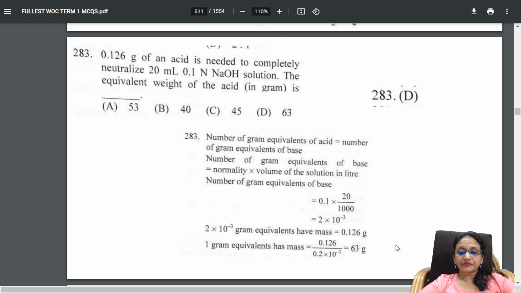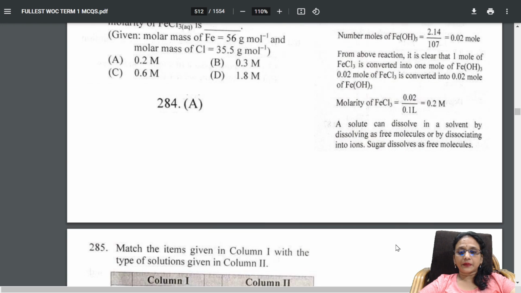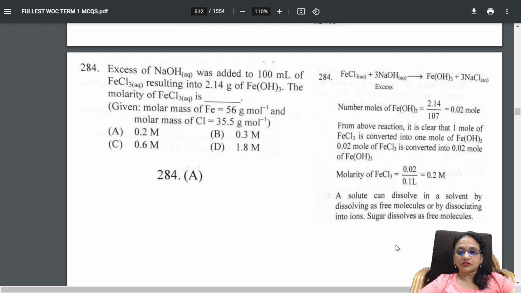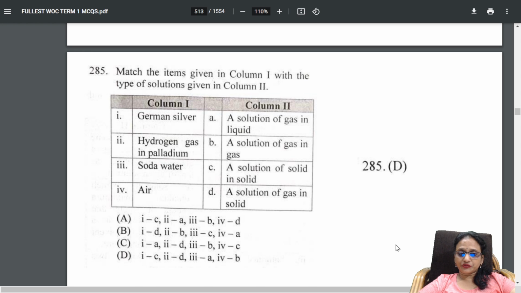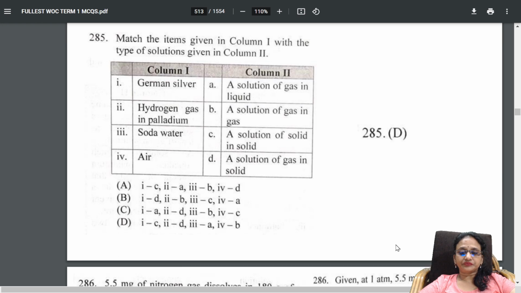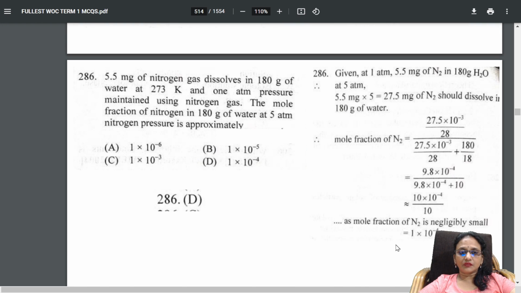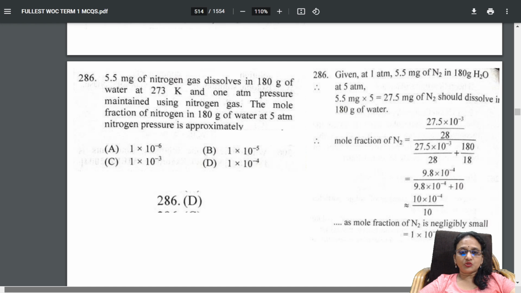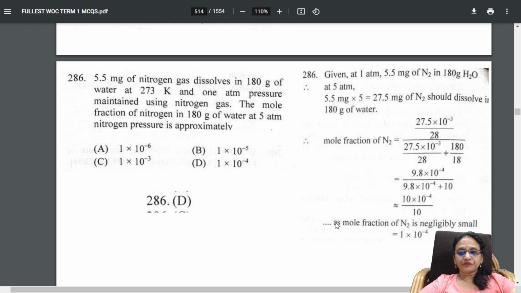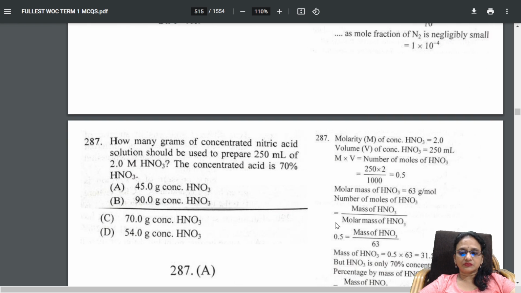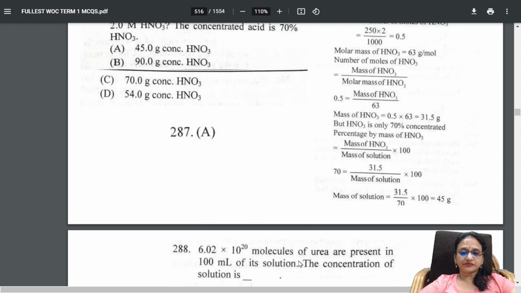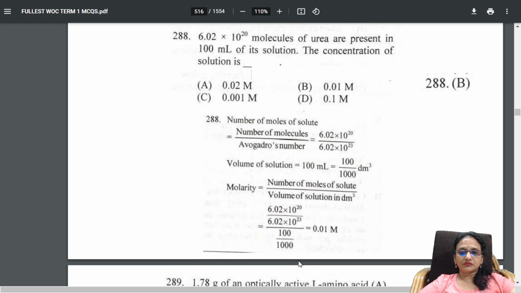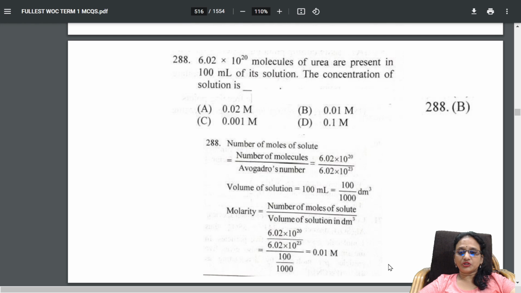Okay. All right. This is one more question on molarity. Match the following questions they will ask you. This is one more question on mole fraction. One more question on molarity. One more on molarity.